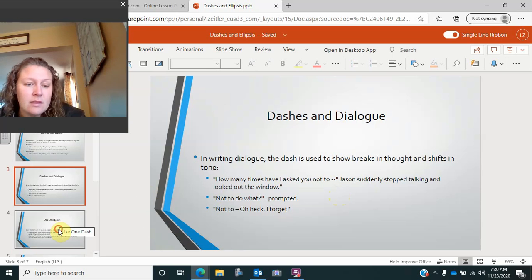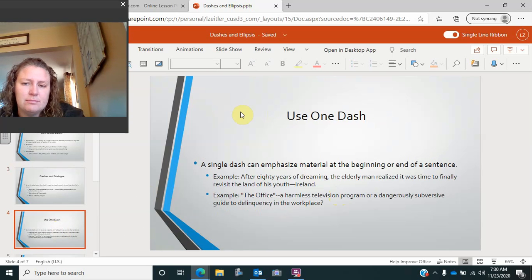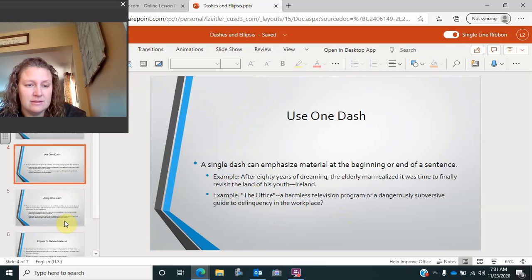If you're only using one dash, it's pretty similar to how you use it in dialogue. It still shows a pause in what's being stated. A single dash can emphasize material at the beginning or end of a sentence. For example: after 80 years of dreaming, the elderly man realized it was time to finally revisit the land of his youth, Ireland. So it puts emphasis on Ireland. The second example: The Office, a harmless television program or dangerously subversive guide to delinquency in the workplace? Your emphasis is on The Office because it's what's before the dash, and it's set apart from the rest of the question.